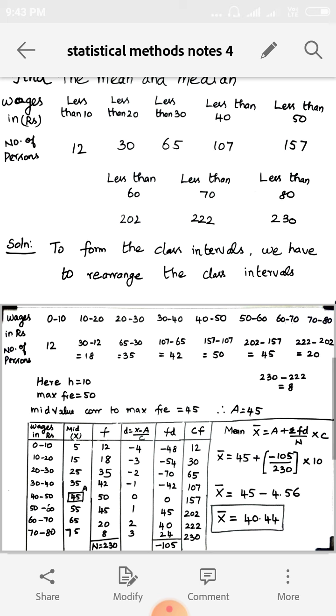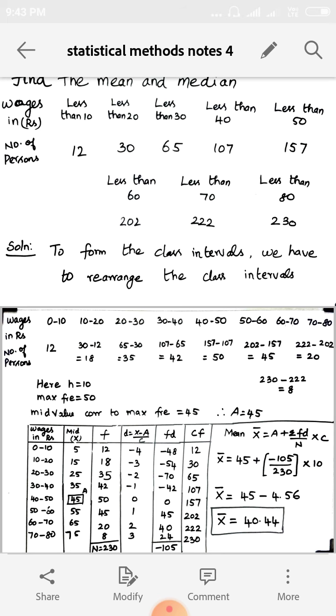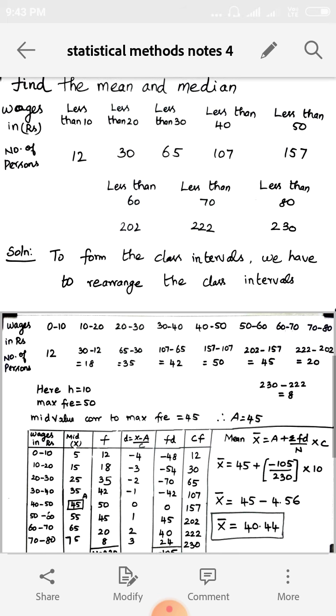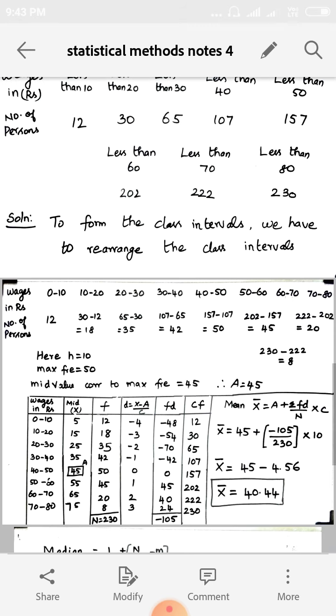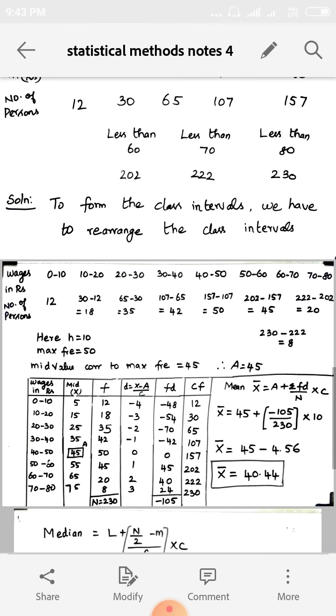157 minus 107, 50. 202 minus 157, 45. 222 minus 202, 20. Next, 230 minus 222, 8. So the frequencies are nothing but 12, 18, 35, 42, 50, 45, 28. So, these are the frequencies.